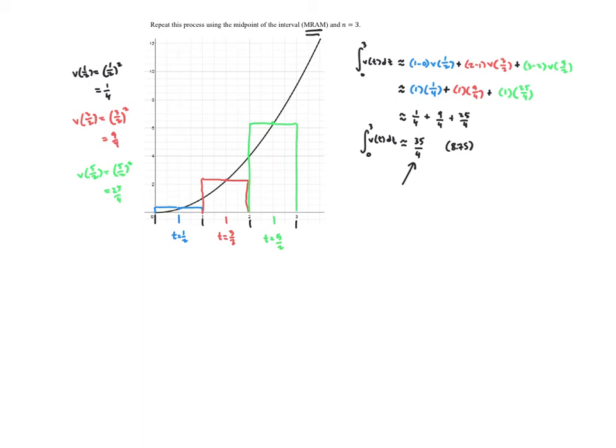Okay, so clearly we're starting to hone in on the accuracy here. We started with the LRAM, that was an underestimate. We went with the RRAM, that was an overestimate. Now with a midpoint, we're not quite sure. Can't really tell overestimate or underestimate. And now we're going to do one more method called the trapezoidal method. So let's go ahead and get into that.